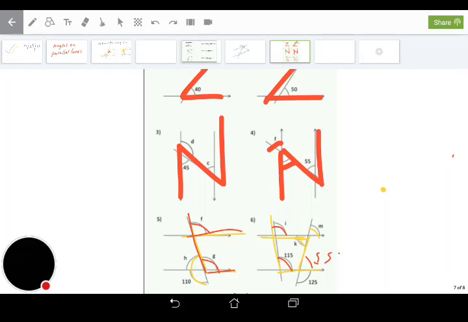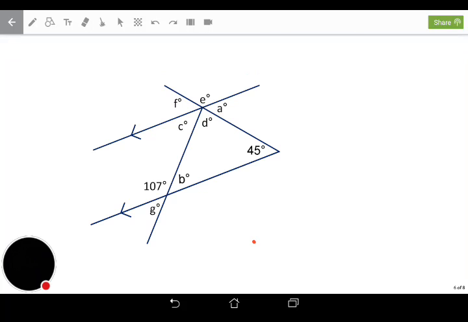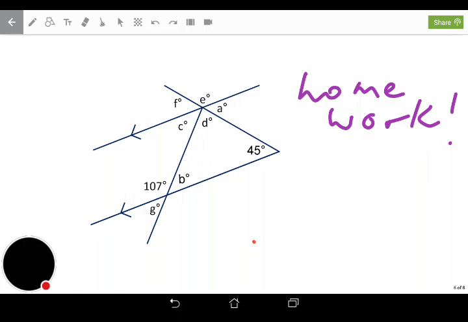Okay, and just before we do finish off, there is a question that you could complete for homework. I want you to just take a screenshot of this, or take a picture of it, and have a go at completing this. So we're going to do this one for homework. And I want you to think about the reasons.